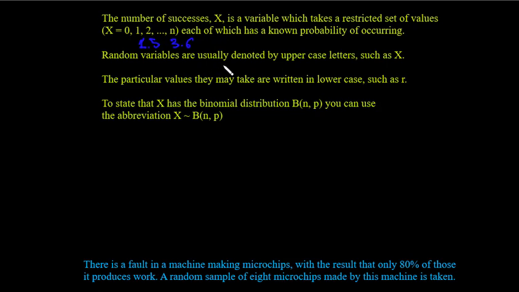The random variable is usually denoted by uppercase letters such as X or Y or Z. The particular values that they may take are written in lowercase, such as r. To state that X has the binomial distribution with n and p, you can use the abbreviation X ~ B(n, p).